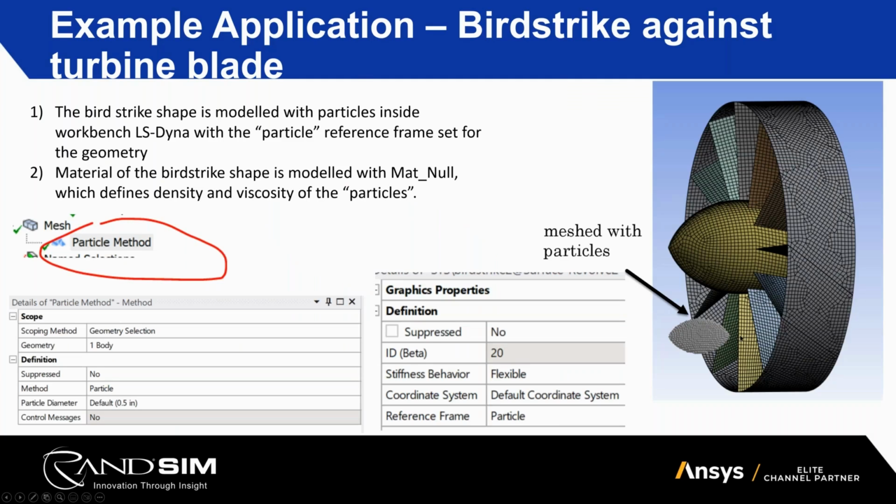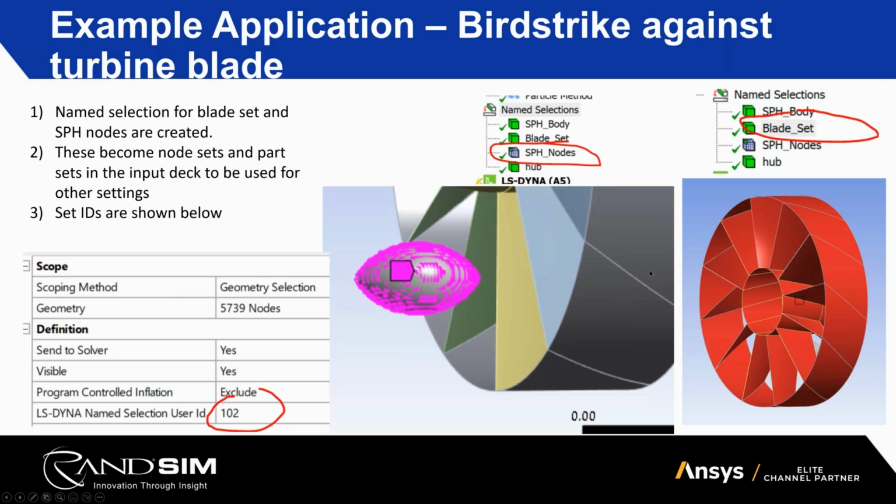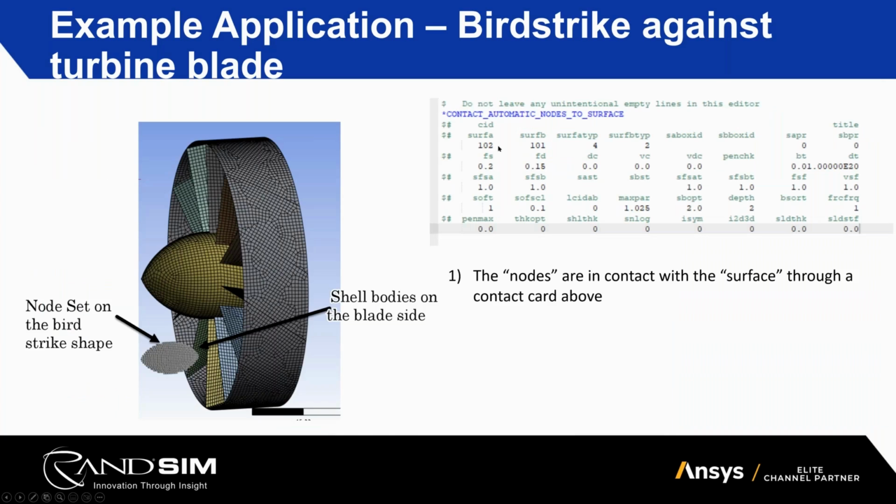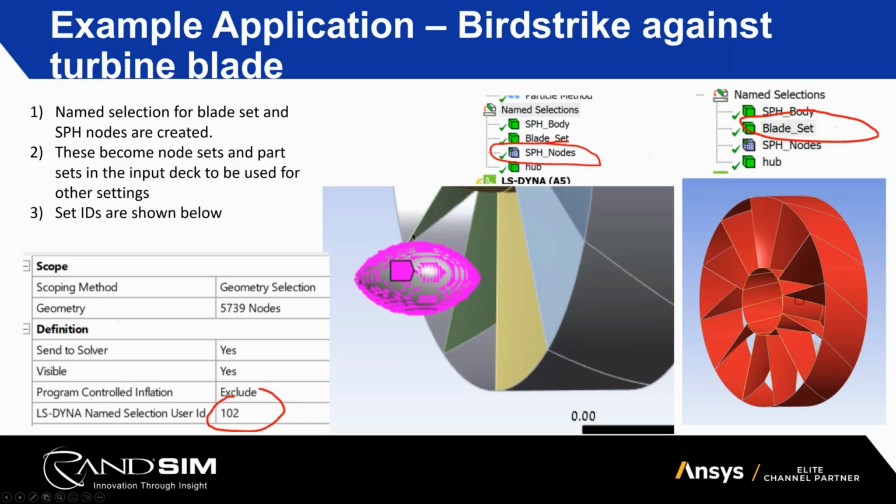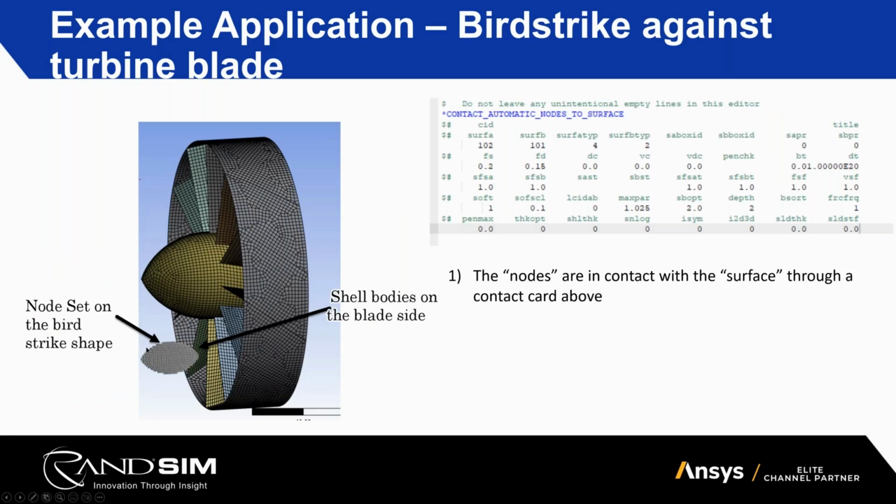And if you remember everything we just talked about, these particles are going to have a contact defined between the particle and the blade, which is what we're doing here. We're going to define a set for the nodes, define a set for the bodies, and then define a contact between the nodes and the bodies, which is really the essence of it. So this contact card is going to look for set ID 102 and set ID 101. 102 is my nodes, 101 is my body. That tells the program that these little water particles are going to hit against the blade bodies, and then we're going to see what happens.